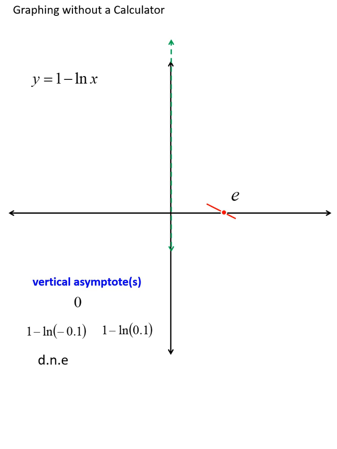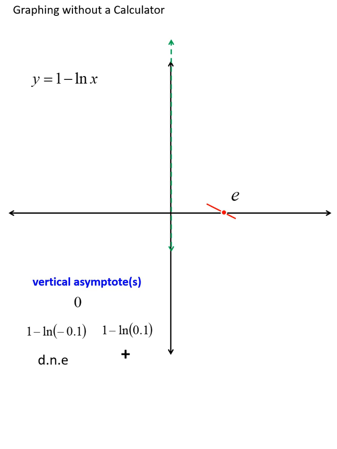Now we'll plug in a number slightly to the right of 0, and what I've got here is the natural log of 0.1. That's going to be a number between 0 and 1. I'm sorry, the natural log of 0.1 is going to be a negative number. What I've got here is 1 minus a negative number. 1 minus a negative number is the same as 1 plus a positive number, which is positive. And because the y value is positive, the graph has to be approaching the asymptote in an upward direction.